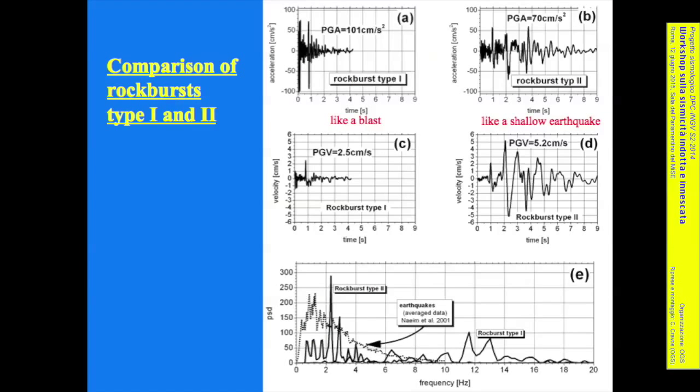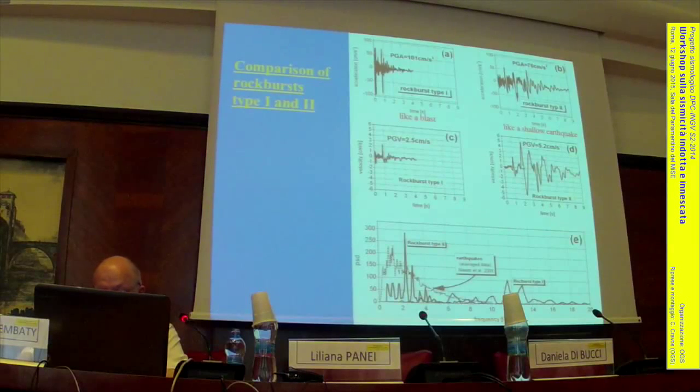If we look at the accelerograms, as you see, here is type 1, here is type 2, and here you have the Fourier spectra. So rock bursts of type 1 are simply without energy in the zone from 0 to 5 Hz. If there is no energy from 0 to 5 Hz, it is impossible to shake the normal structure. Yes, you can shake the furniture, but it is very difficult to induce damage, particularly for 4 or 5 seconds duration, maybe for 40 seconds. So as you see, the velocity for this type is small, for this type is more substantial.